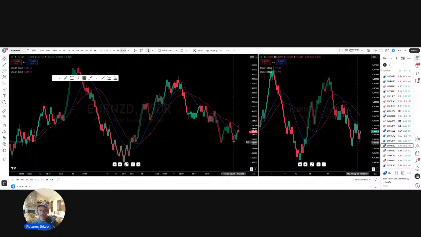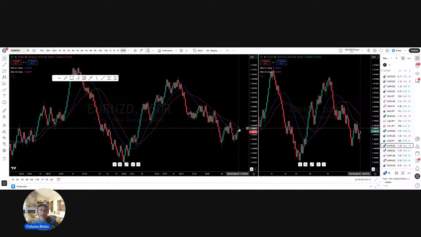So be it. You can see it came down, now it went up, and now it's reacting off the moving averages again. I don't like the fact that we didn't get any follow through to a new low, but so be it. I'm just going to hold the trade. So that's the New Zealand dollar, the Euro New Zealand short.